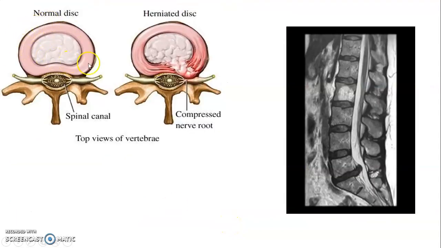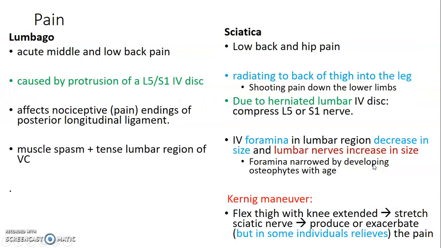This is a normal disc, annulus fibrosus, nucleus pulposus. When the annulus fibrosus degenerates, the nucleus pulposus herniates, and this is the posterior longitudinal ligament. It's preventing posterior herniation, so herniation now occurs posterolaterally, coming to compress the spinal nerve roots at the cauda equina region. This is an MRI sagittal section showing you an IV disc herniating and compressing the cauda equina. This is your spinal cord. This is the cauda equina that has been compressed.